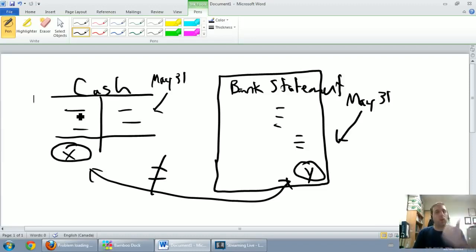Examples are bank collections. That's where the bank collects money on our behalf from our customers. So we say, hey, customer, you can pay your bill at the bank, put it in the bank account for us. It might be something that we miss on our T account, but the bank catches.